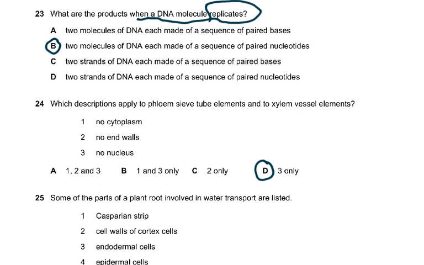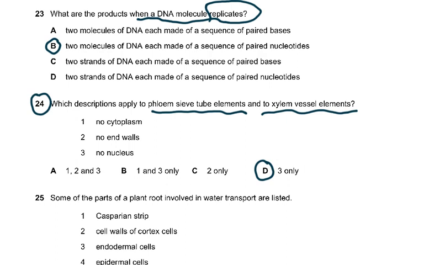Please understand what we mean by a DNA molecule. What are the products when a DNA molecule replicates? Then coming to question number 24, which description applies to phloem sieve tube elements and to xylem vessel elements? No cytoplasm, no end walls, no nucleus.